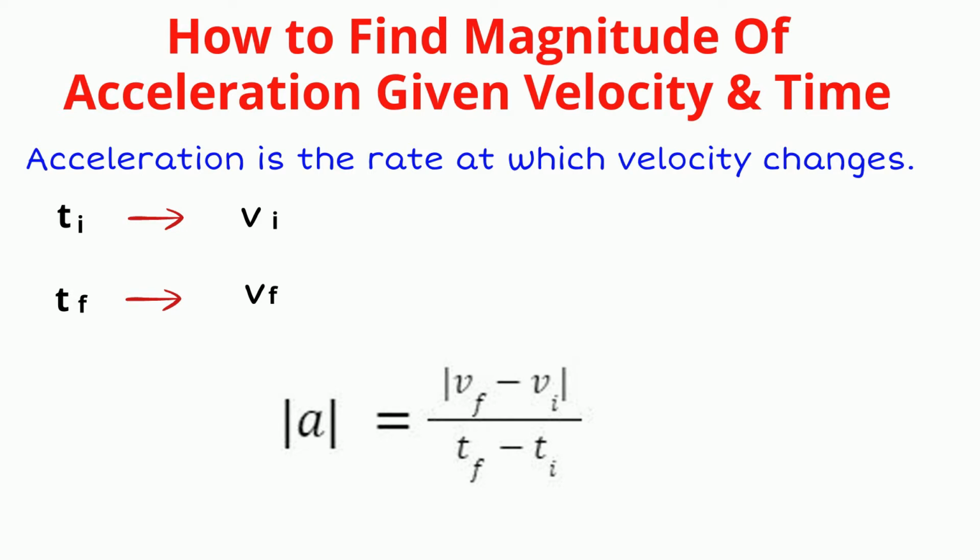Here vertical lines stand for the magnitude of vector, or we can say the absolute value of the vector, which is always positive. Here we are using absolute value of velocity to get absolute value of acceleration, that is magnitude of acceleration. Let's look at an example.